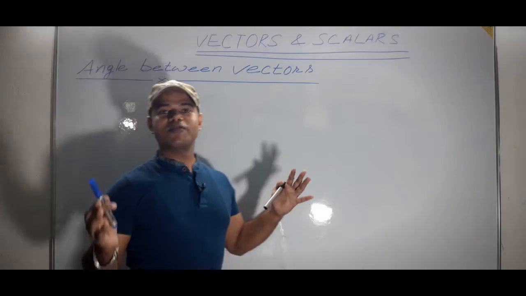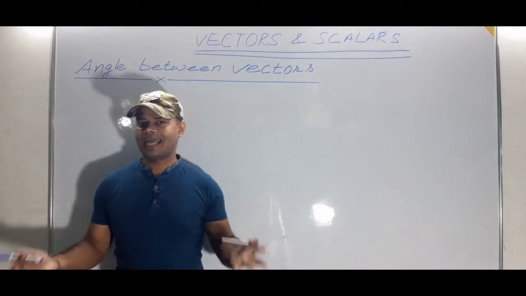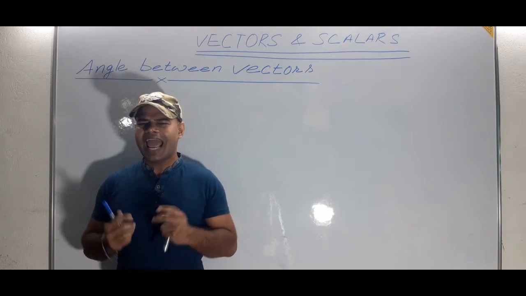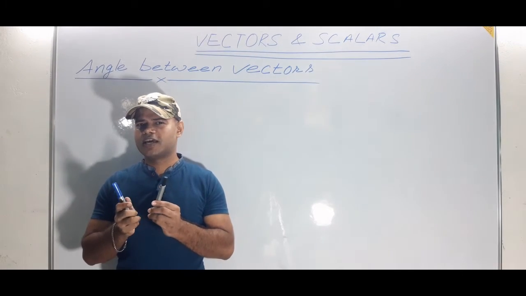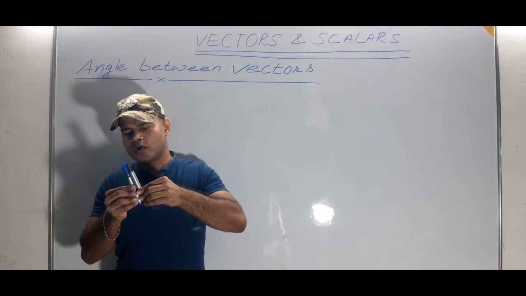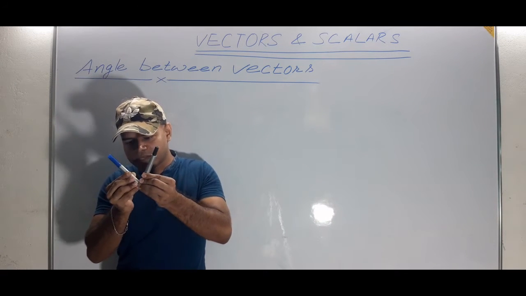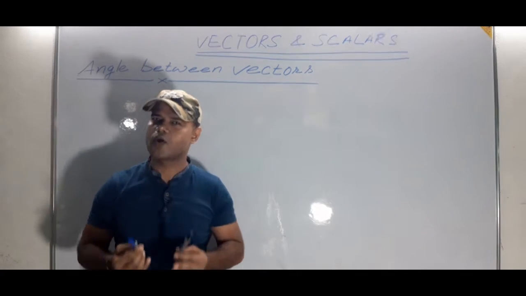Alright, so angle between vectors. You are already familiar with the term angle. You already know what it represents. Angle is the measure of the amount of rotation of one line with respect to the other line. By how much amount one line is rotated from the other line, that measurement is what we call angle.